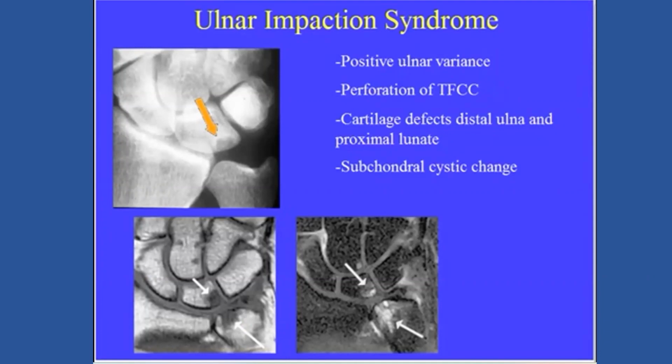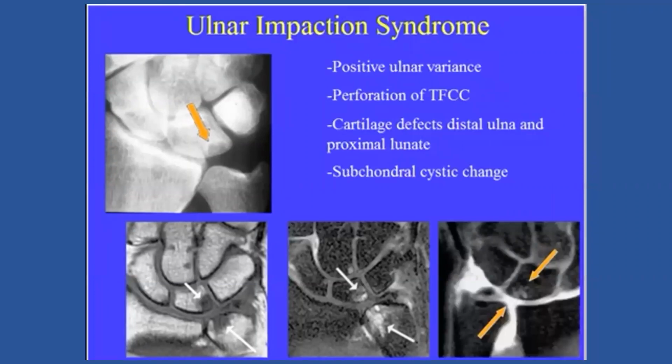So you have a positive ulnar variance. You can have perforation of the triangular fibrocartilage, which lies between the styloid process and the medial end of the distal end of the radius. This is eroded by the distal end of the ulna, and it erodes a portion of the lunate. You have a cartilage defect of the distal ulna and proximal lunate. You can see it on MRI very clearly. This is a positive ulnar variance with perforation of the triangular fibrocartilage, and you have subchondral cystic change.